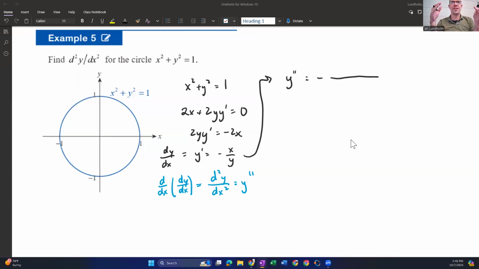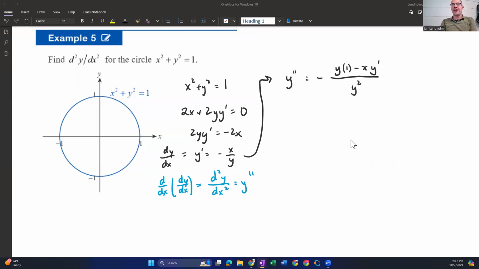Let's go ahead and just bring that negative along and not even deal with that anymore. Now we're treating the top as x, the bottom as y. Let's do low d high. So the bottom times the derivative of the top. So y times the derivative of the top is 1, minus high d low. So x times the derivative of the bottom, that one will be y prime, all over the bottom squared. So that'll be y squared.